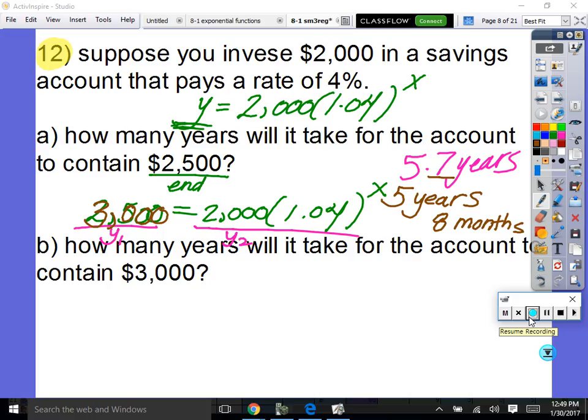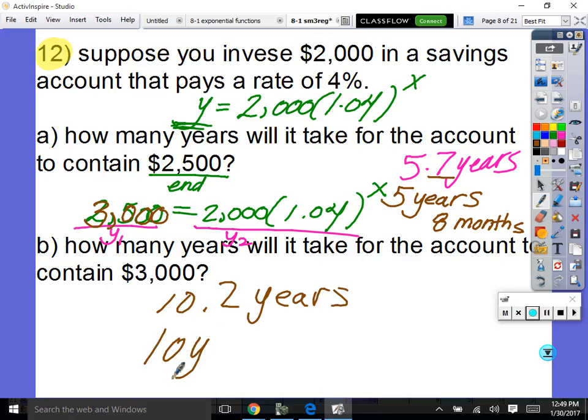Like 10.2. What was this? 10 years? So you got 10 points, what years? 10.2 years. So we would say 10 years, and that means 20% of a year. So how many months? No, we can't say 2 unnecessarily. So take 12 times 0.20, right? Which is 2.4. So this one was 10 years, 2 months.